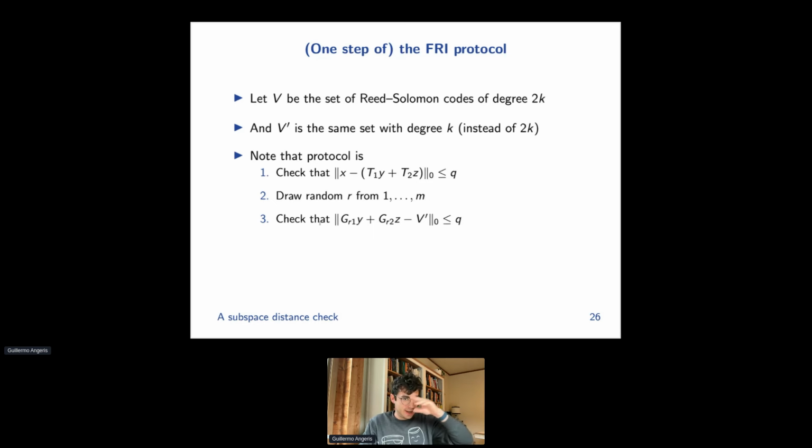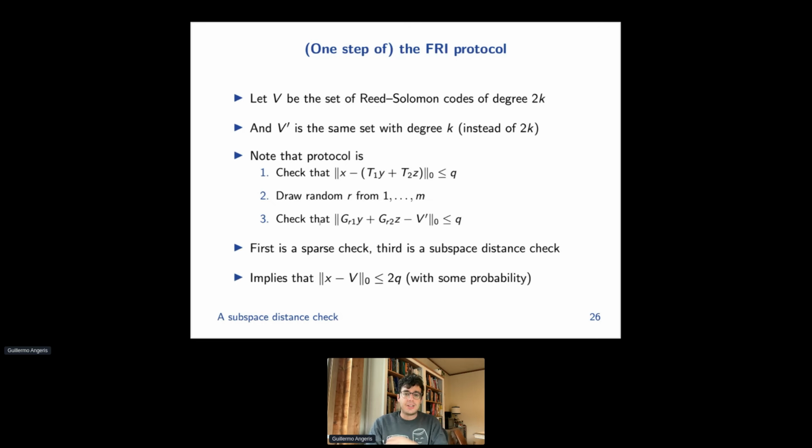So the protocol again says, okay, let's check that x is close to this decomposition, and then let's check that each of the elements in this decomposition are close to the smaller vector space v, right? Which again, it's easier to check because this is a smaller set of smaller degree, right? So it's a polynomial of smaller degree, and the evaluations are easier to check because you need less of them, so to speak.